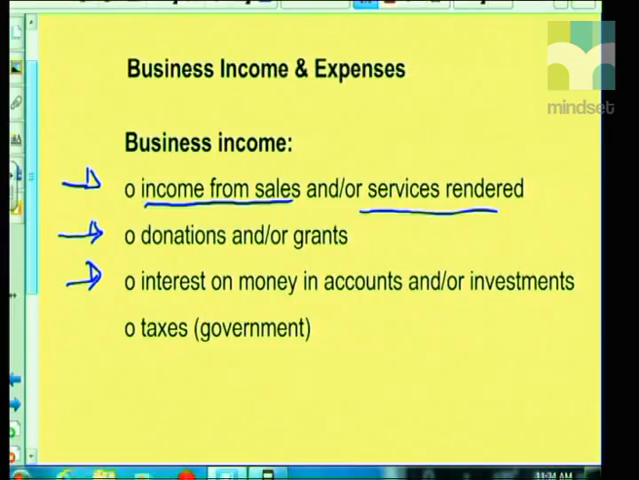The next part is very important. Interest on money in accounts or investments. You could go to those same people and say to them, listen, we would like you to invest in our company, our little business. So give us 10,000 Rand and let it sit there and we will give you a share of the profit. That's a form of income.